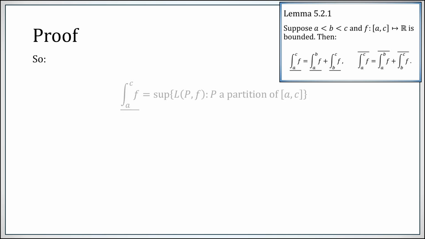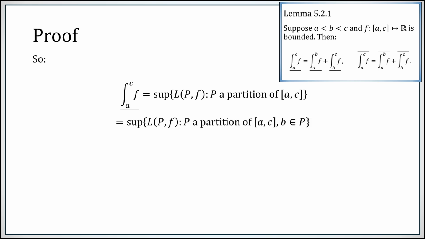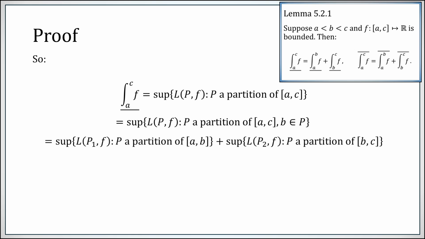So what do we have altogether? The lower integral from a to c is the supremum of lower sums over arbitrary partitions from a to c, but we've established that's the supremum of lower sums where the partition is specifically required to contain the point b. However, we also found that that's the supremum of lower sums of any partition from a to b plus the supremum of lower sums of any partition from b to c, which is exactly the lower integral from a to b plus the lower integral from b to c, establishing the first claim of this lemma.